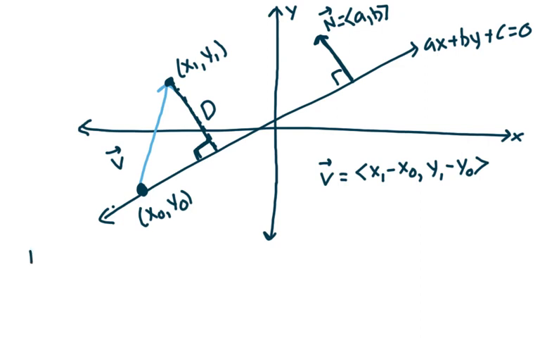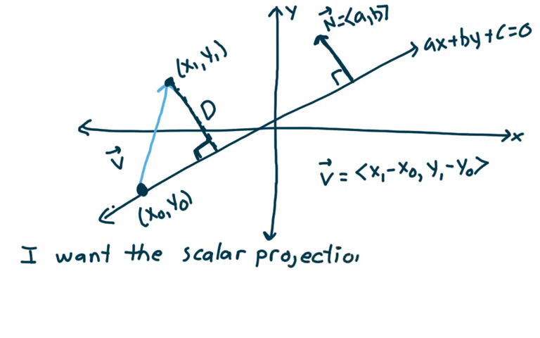Again, I want the scalar projection of v onto n. Now remember, I don't know if the scalar projection will be positive or negative. And so to ensure that I'm getting the distance, I have to take the absolute value of that result. And that's what I'm going to do on the next page.